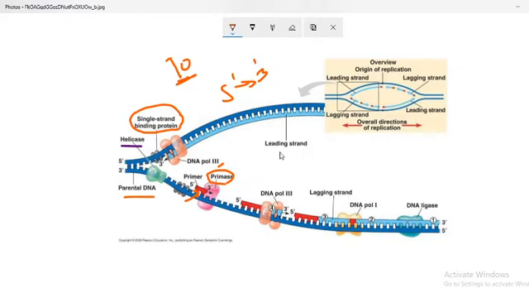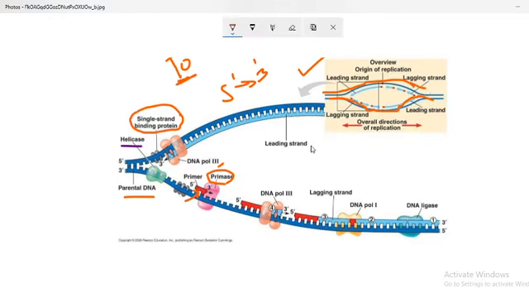Next, when the DNA replication is initiated, there is a formation of a bubble, which is called the replication fork or the replication bubble. See, as shown in the figure. Replication bubble.